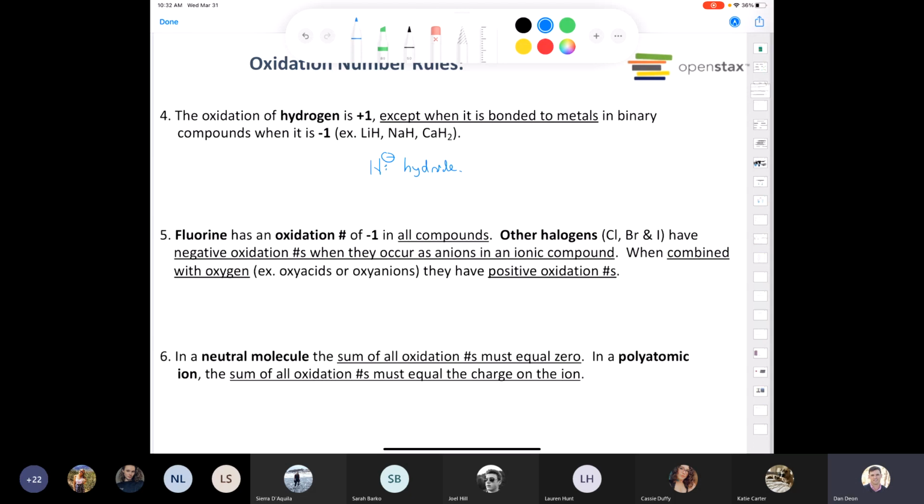So if you have hydrogen combined with a metal, like lithium, sodium, calcium, that's lithium hydride, sodium hydride, and calcium hydride. So then it's got a charge of -1. Every other case, it's +1. Here's a really easy rule.